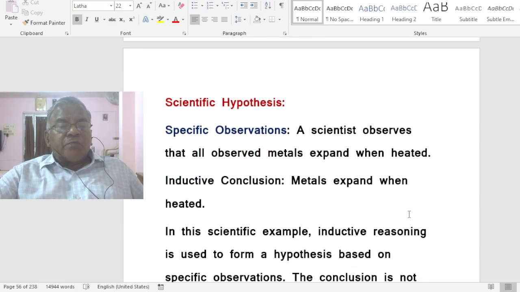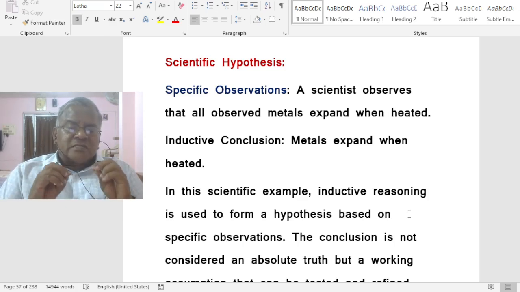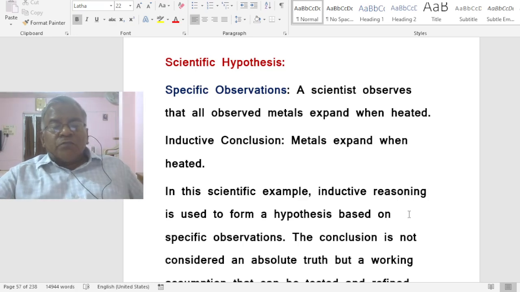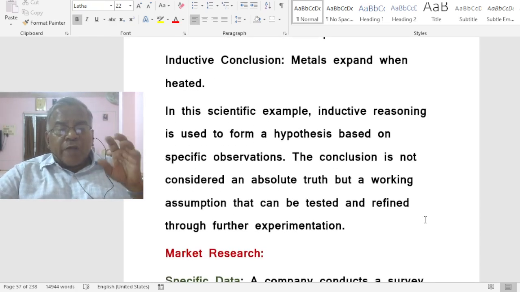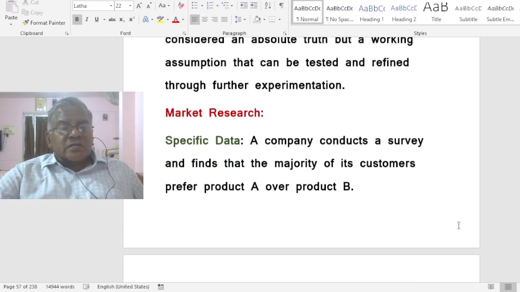Now, scientific hypothesis. What do you mean by this? Specific observation: a scientist observes that all observed metals expand when heated. What is the inductive conclusion? Metals expand when heated. In this scientific example, inductive reasoning is used to form a hypothesis based on specific observations. The conclusion is not considered an absolute truth, but a working assumption that can be tested and refined through further experimentation.